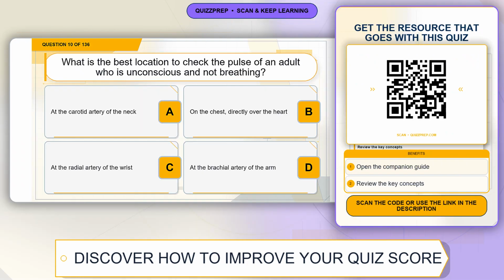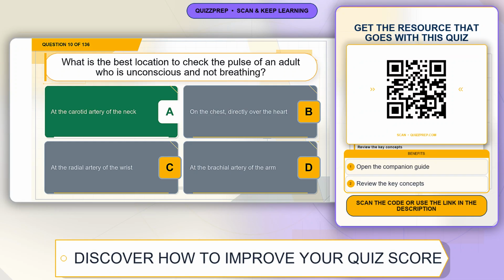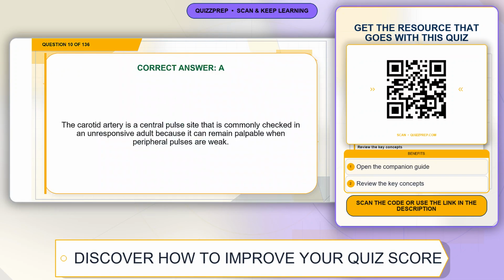Question 10. What is the best location to check the pulse of an adult who is unconscious and not breathing? Option A, at the carotid artery of the neck. Option B, on the chest, directly over the heart. Option C, at the radial artery of the wrist. Option D, at the brachial artery of the arm. The correct answer is option A, at the carotid artery of the neck. Explanation. The carotid artery is a central pulse site that is commonly checked in an unresponsive adult because it can remain palpable when peripheral pulses are weak.